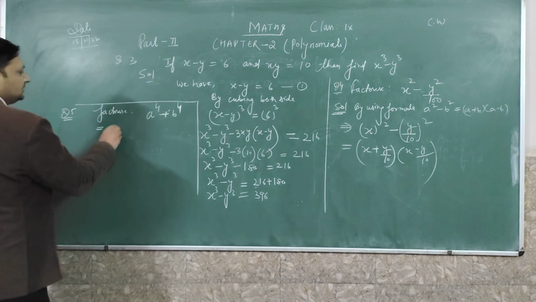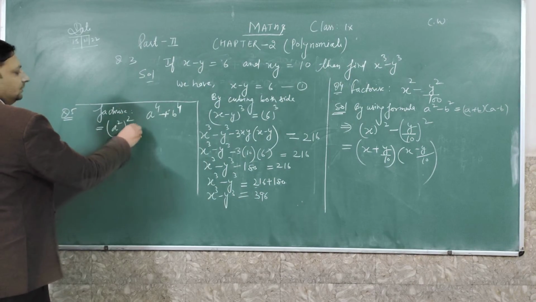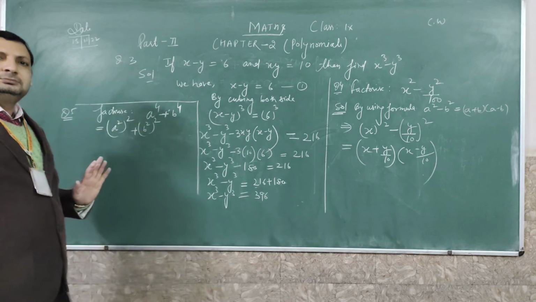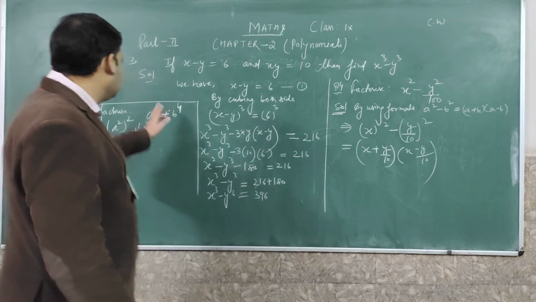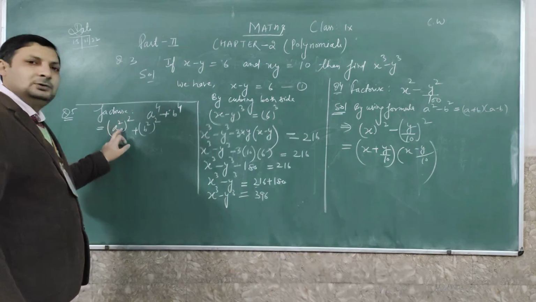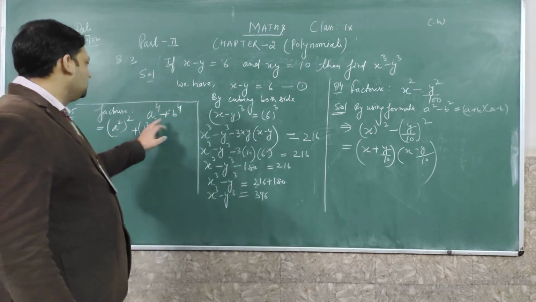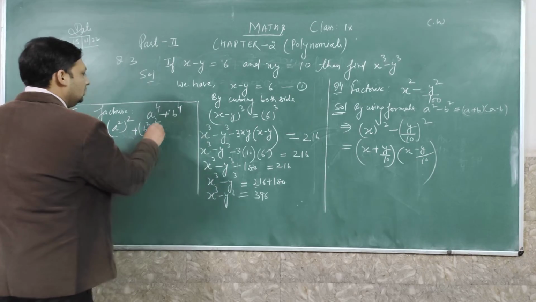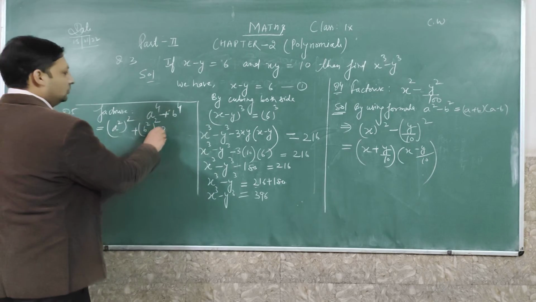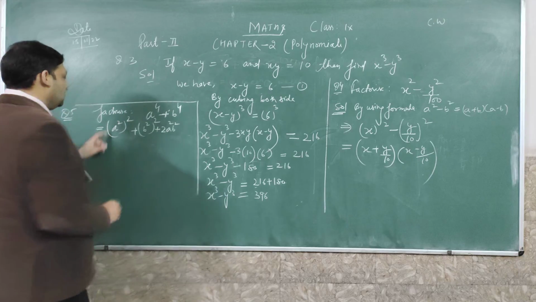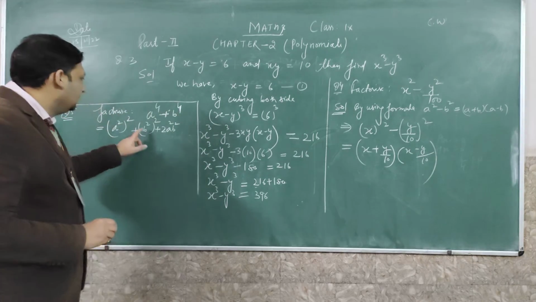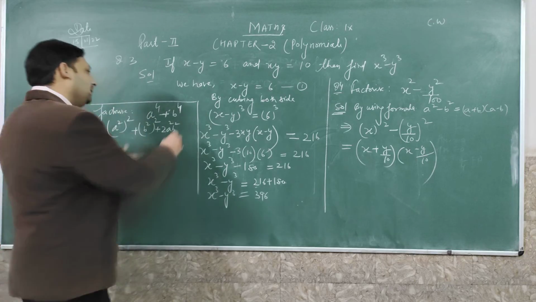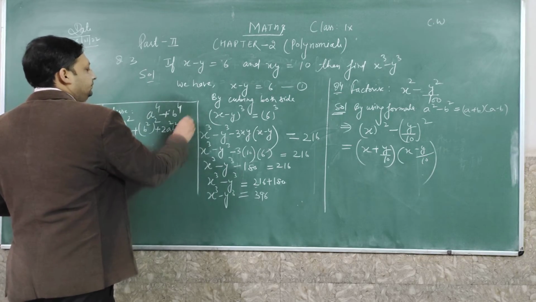a power 4 means a power 2 whole square plus b power 2 whole square. It is very simple to understand. But here we have a square plus b square, and we have to make 2ab. So in the formula, here a is a square and b is b square. It means I have to add this, and also I have to subtract this.